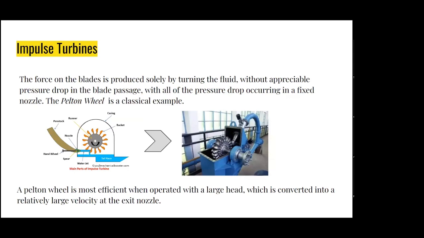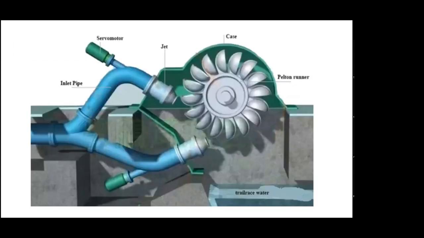In an impulse turbine, the force on the blades is produced solely by turning the fluid without appreciable pressure drop in the blade passage, with all of the pressure drop occurring in a fixed nozzle. The Pelton wheel is a classic example of an impulse turbine. The total head of the incoming fluid is converted into a large velocity head at the exit of the supply nozzle. The Pelton wheel is essentially an improved water wheel.